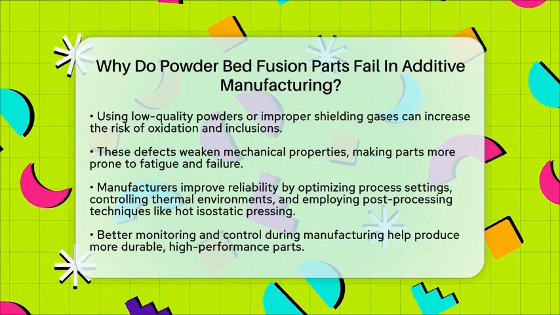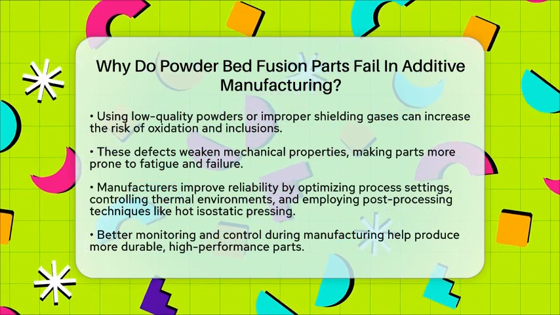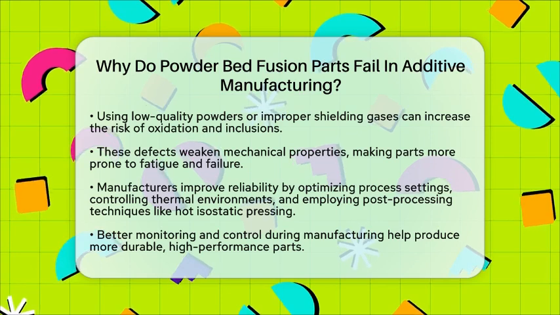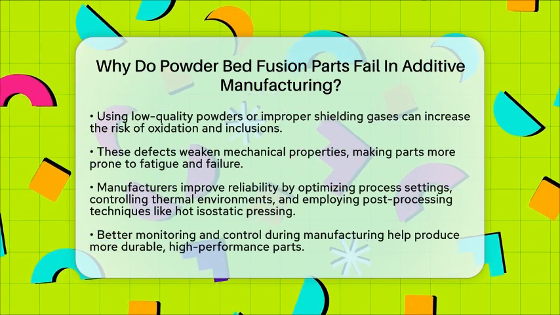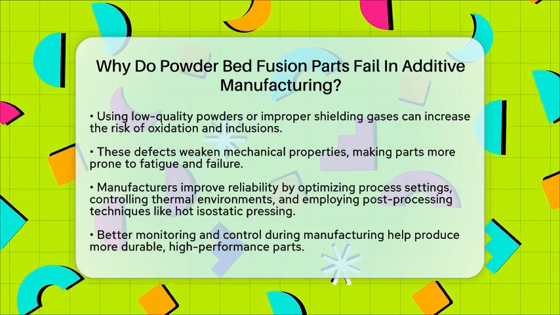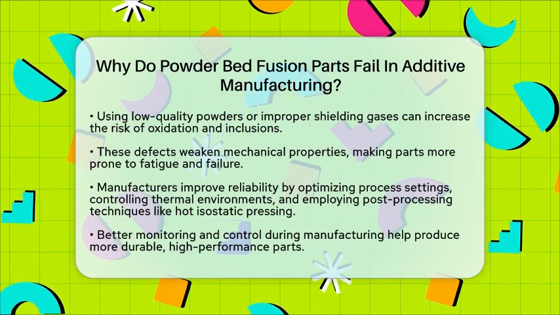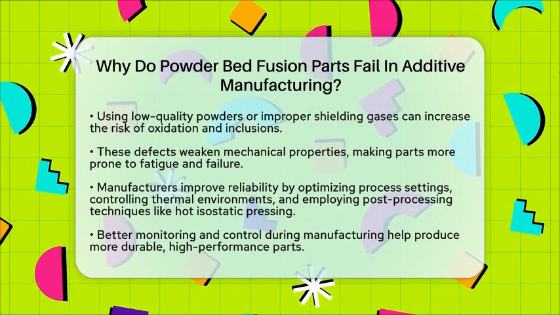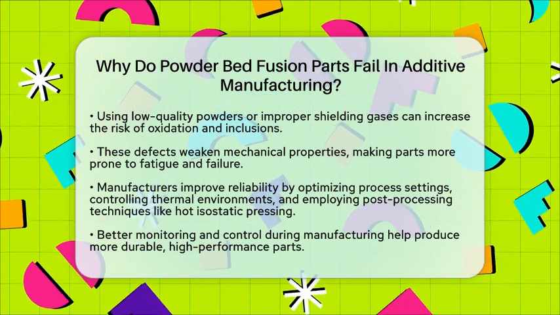To prevent failures, manufacturers optimize process settings to ensure complete melting and strong bonding. Controlling the thermal environment reduces residual stresses. Using high-quality powders and post-processing techniques like hot isostatic pressing can close internal pores and improve strength.